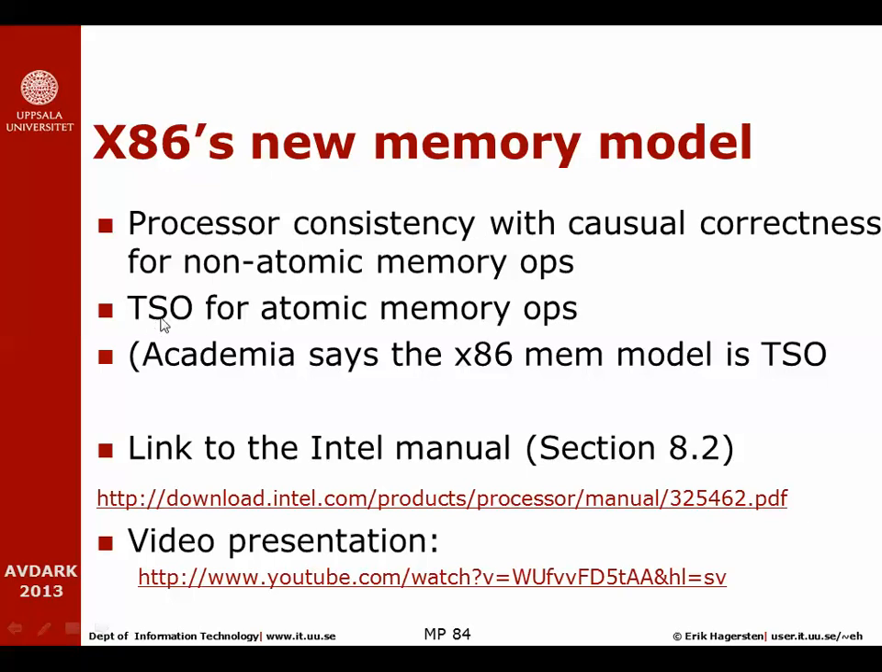And it's total store order for atomic memory operations. We haven't defined what atomic memory operations are yet, but this is the definition that they came up with, and it's overly complicated to understand what's going on. Academia took a look at this, and many papers have been written from academia where they claim that the really true memory model of x86 IA64 is total store order.